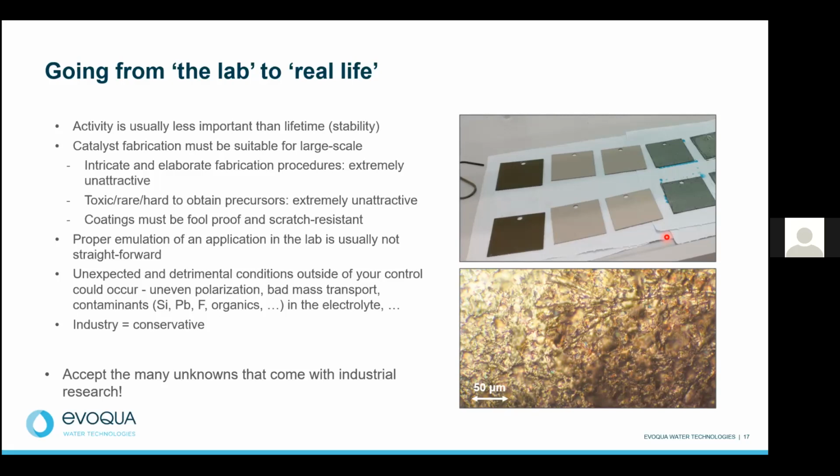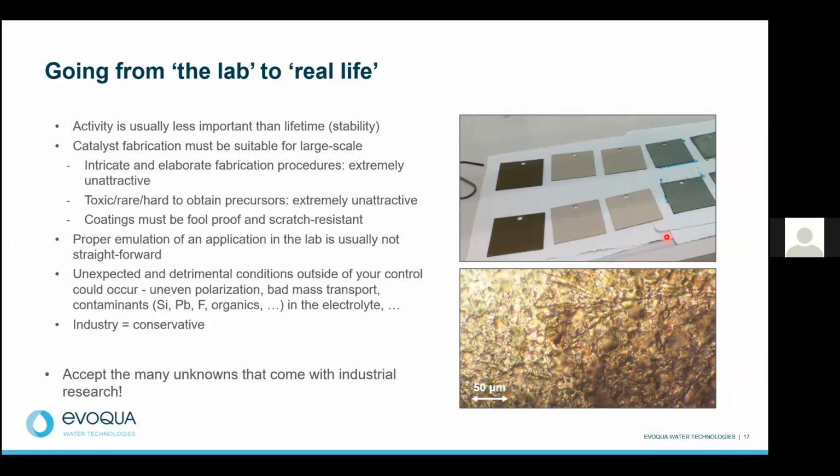When you're fabricating catalysts, furthermore, I also typically find that the more complex a procedure is for making something, the less attractive it becomes as soon as you go to large scale. There are all these beautiful academic papers about very intricate structures and steps, but this is completely useless to industry. If your process also requires toxic or hard to obtain precursors, such as precursors that only have a single supplier, that's also extremely unattractive.